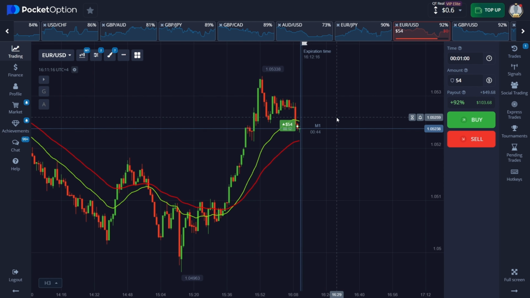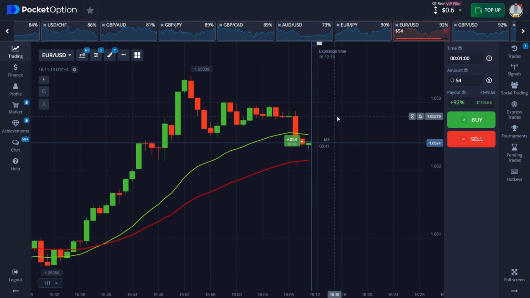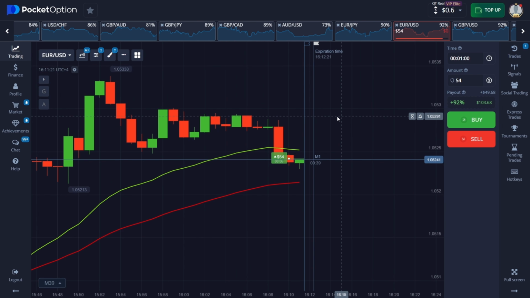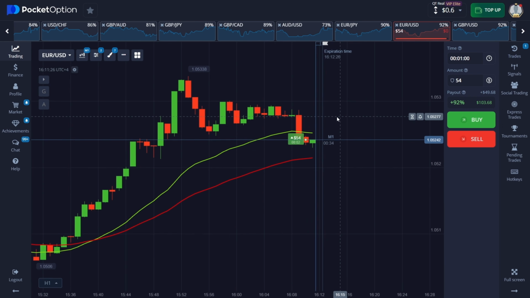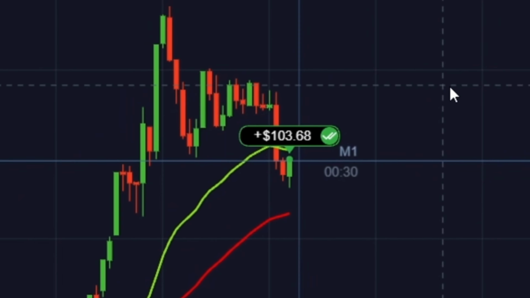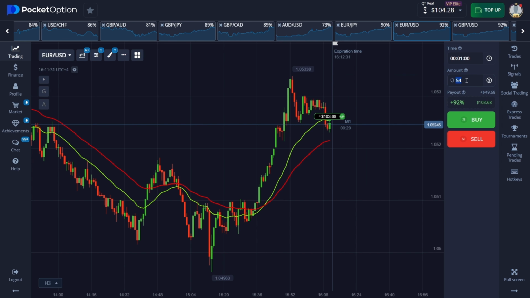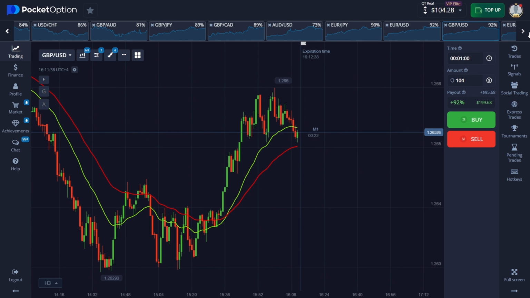The trade is still not going our way, but we only have 10 seconds left. Now, with just a few seconds remaining, we won the second trade of the compounding session. In the last second, we won this trade, and now my balance is at $104. Let's find a trade for $104.